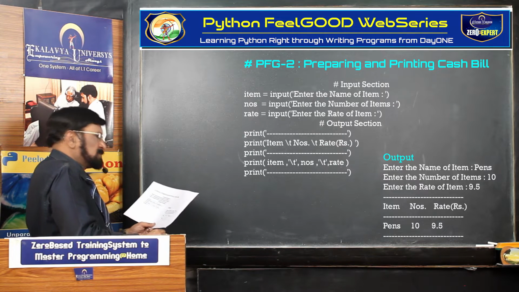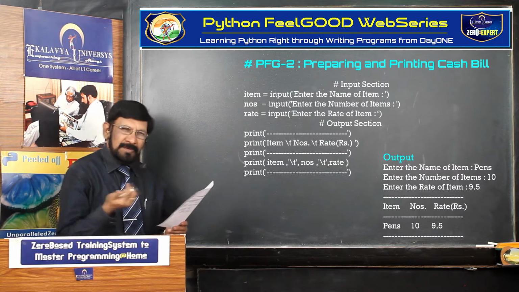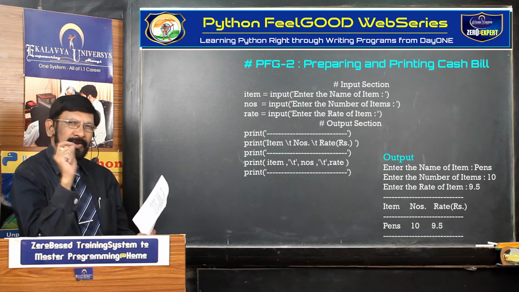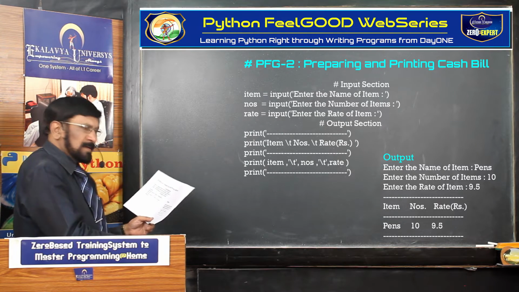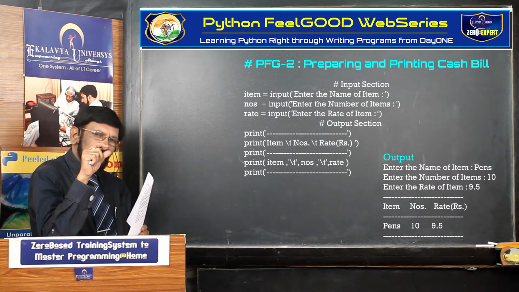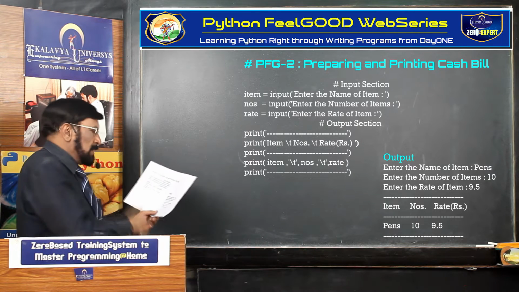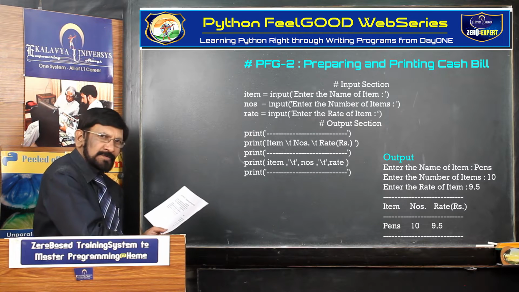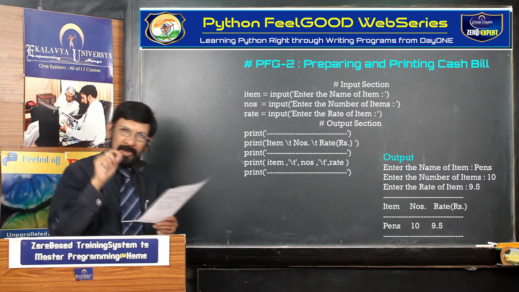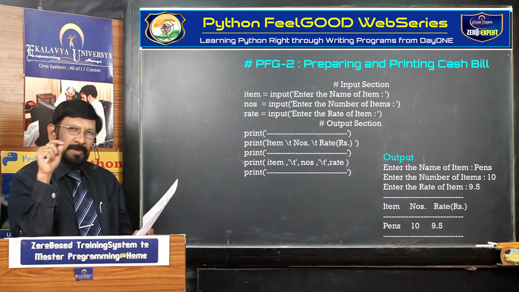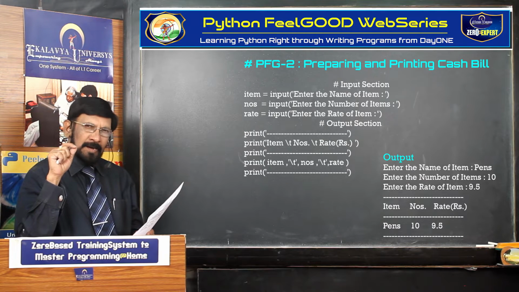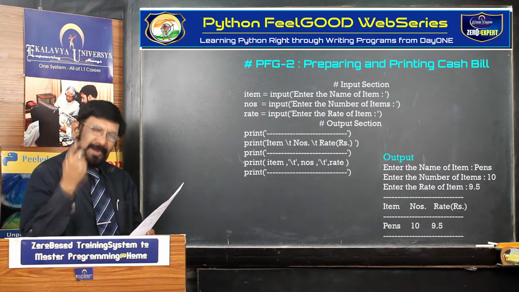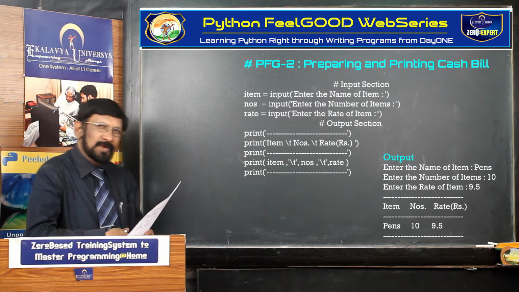Actually, first see the output, because cash bill and all that you know, and first see the output that we have to generate. Here simple cash bill is not a complete one, only three items are there. What are the items? Item, numbers and rate in rupees. So item means name of the item, number of items, and rate. That only we have to print, a simple cash bill. Later we prepare the big cash bill, don't worry about that.